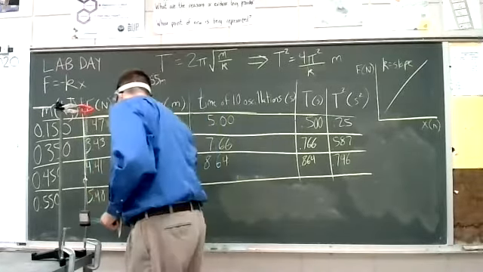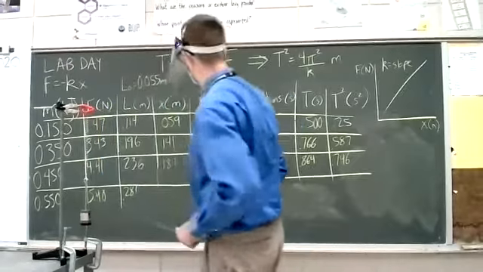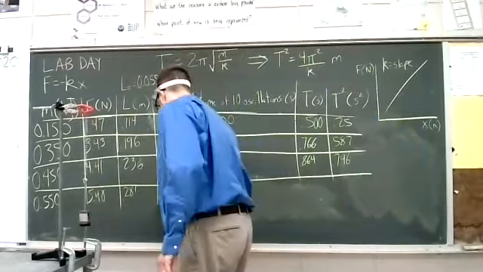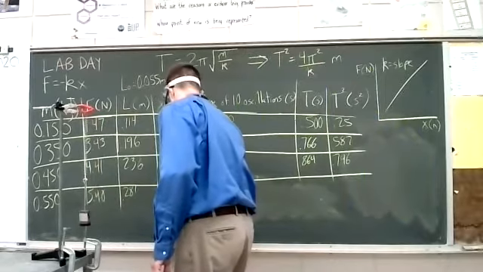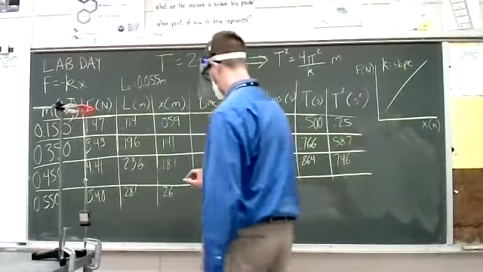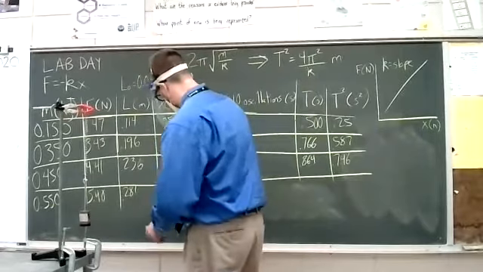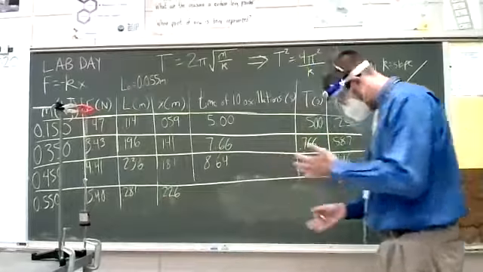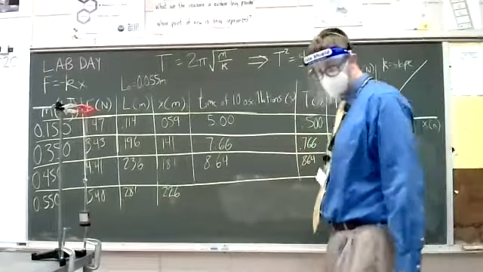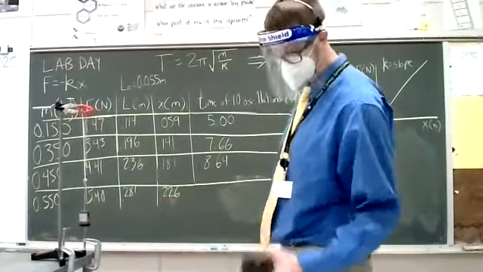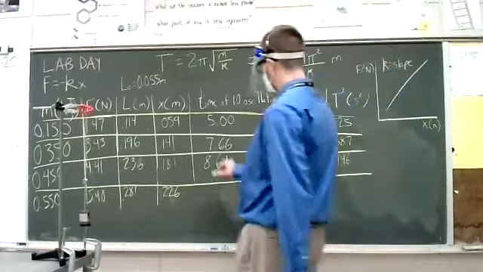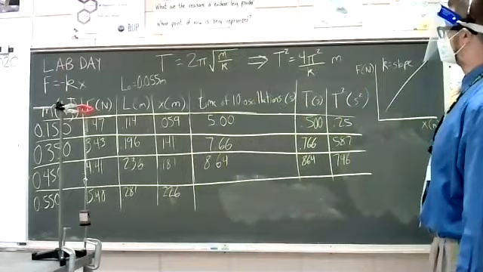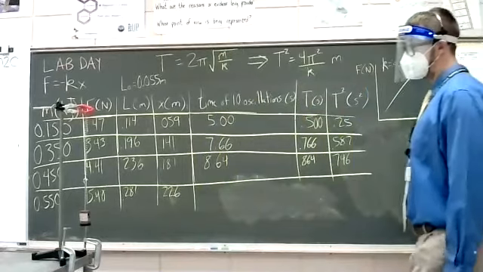0.281 minus 0.055 is 0.226. Okay, no problem. Answer covered in chalk. My calculator. Oh, chalk stuff. Time for 10 oscillations.